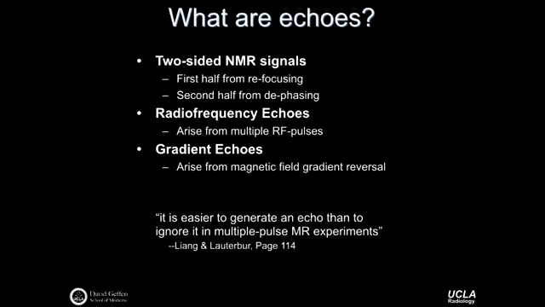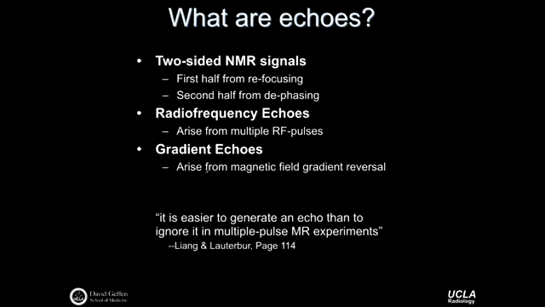So what are echoes? In distinction to the FID signal, they're two-sided NMR signals. The first half of the signal is going to come from what we call refocusing, meaning our spins are coming back into alignment with one another. The second half of the signal is because once they've come back into alignment, they keep going in the direction they were, and they fall out of phase. So you'll see these signals end up being symmetric two-sided signals, if you will.